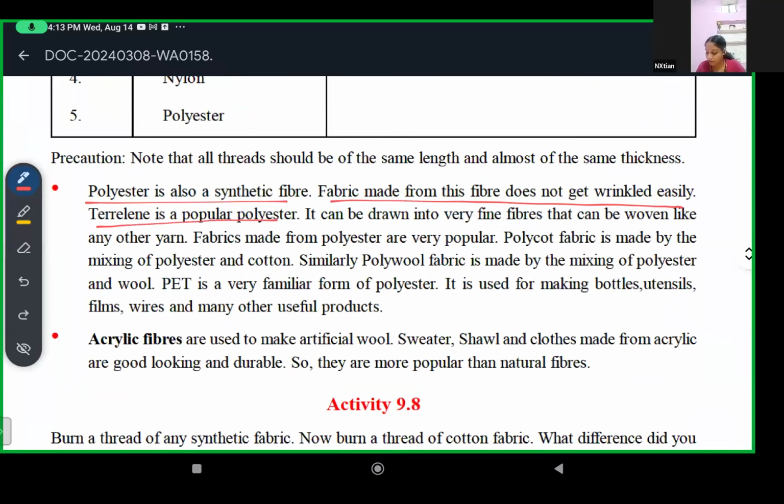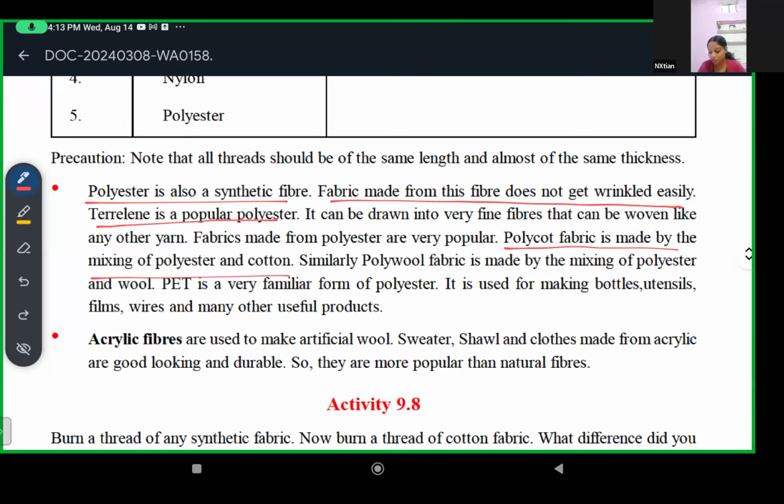Terylene is a popular polyester. It can be drawn into very fine fibers. It can be woven like any other yarn. Fabrics made of polyester are very popular. Polycot fabric is made by the mixing of polyester and cotton.